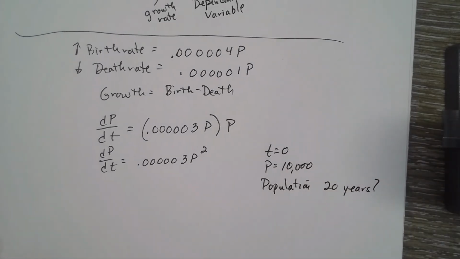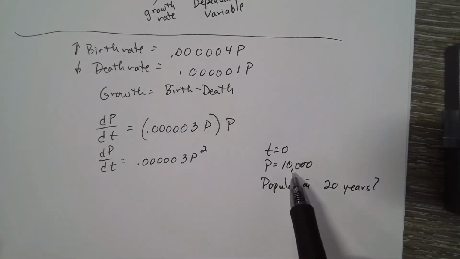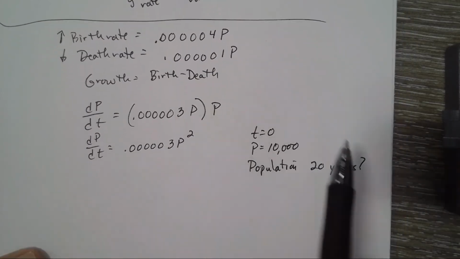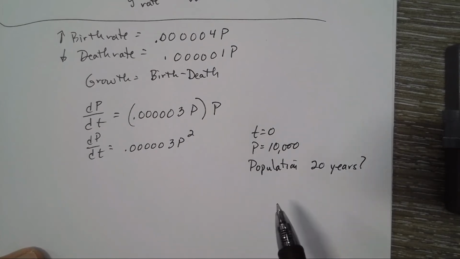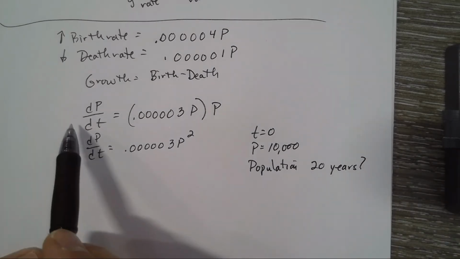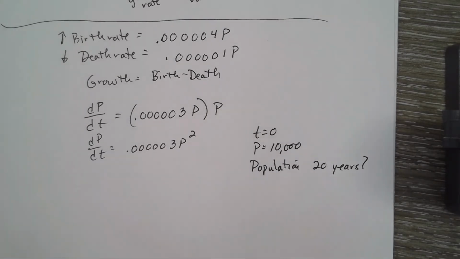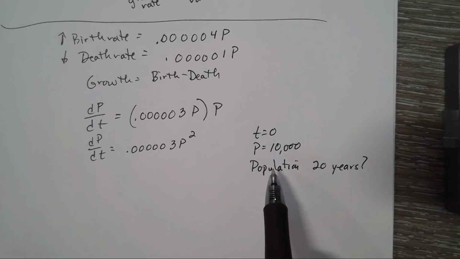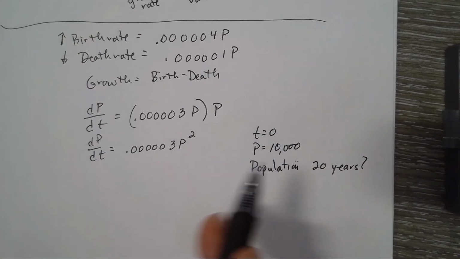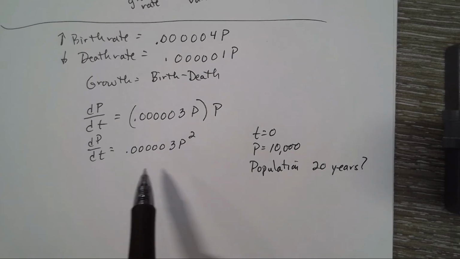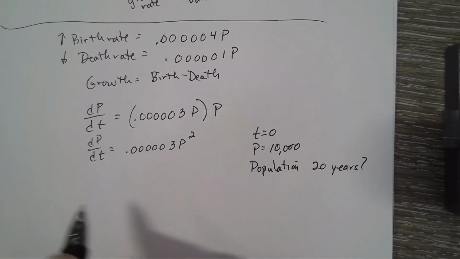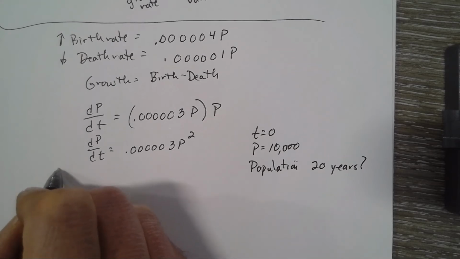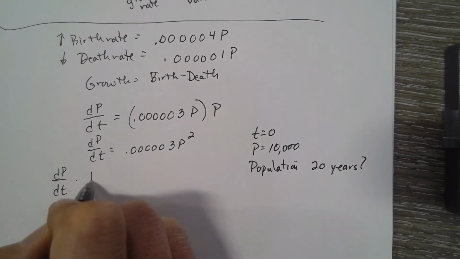Okay, so is it going to be more or less than the 10,000? Well, we have a positive growth rate, so it will be more than 10,000 in 20 years because this is the model that we created and we are growing the population. So we have an initial value problem. We can solve that by separating the variables because I have p's on this side and they belong over here. So I have dp dt times 1 over p squared.